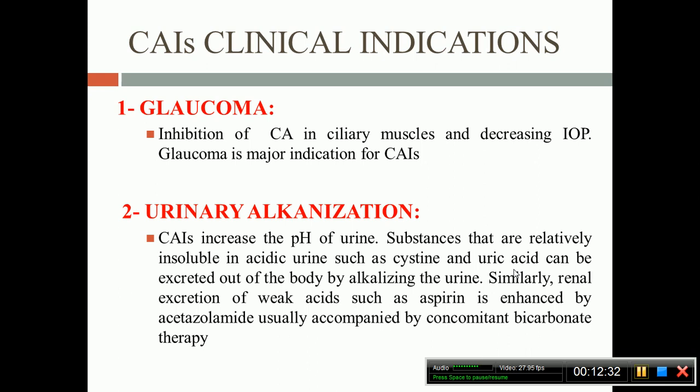So, clinical indications of carbonic anhydrase inhibitors. The clinical indications, or the diseases in which carbonic anhydrase inhibitors are used. In addition to the nephron or epithelial cells of the proximal convoluted tubule, this carbonic anhydrase is also present in the ciliary muscles of the eye. So this has a role in maintaining the intraocular pressure.